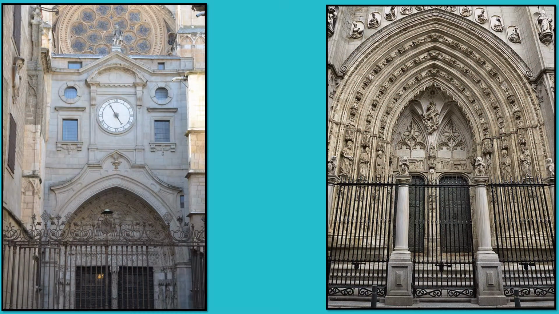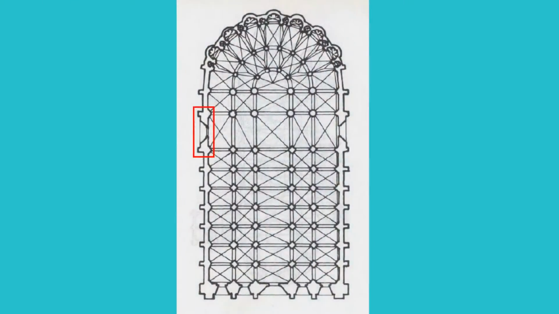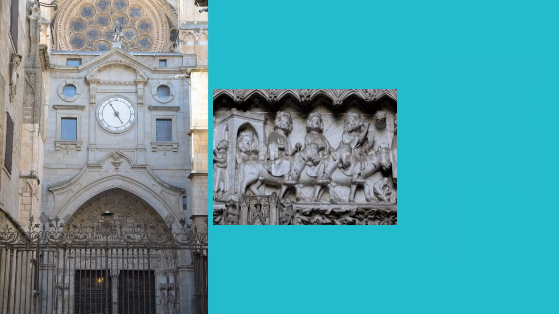In the Cathedral of Toledo, there are 3 important doors: the north and the south doors on the transept, and the west door. The north door is known as the clock door, and it was built at the very beginning of the 14th century, and there are sculptures of the 3 wise men and the Virgin with Jesus.